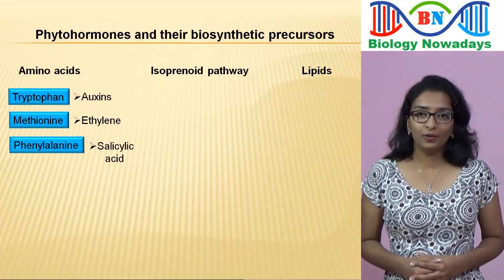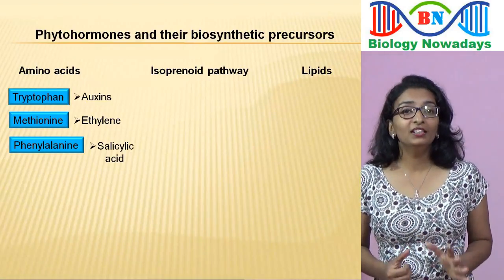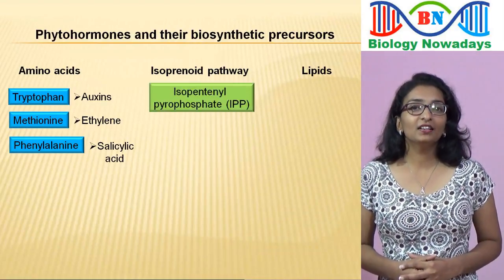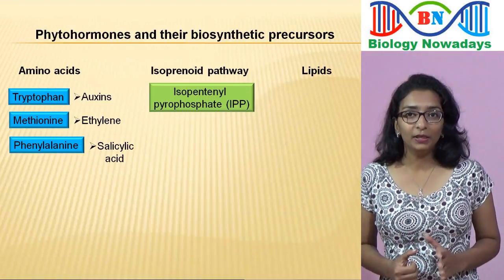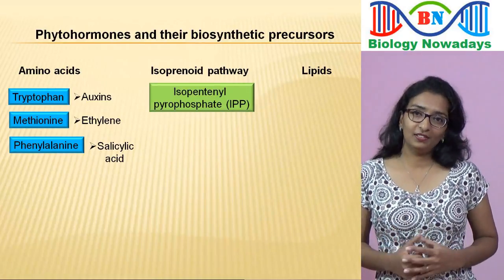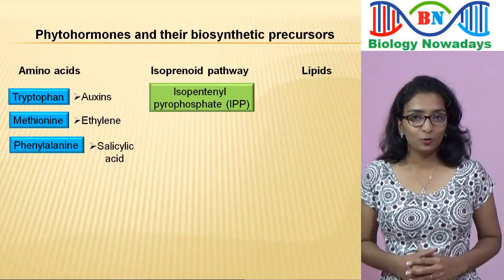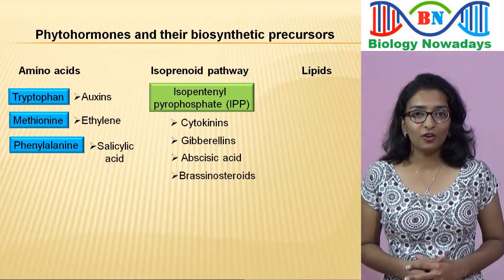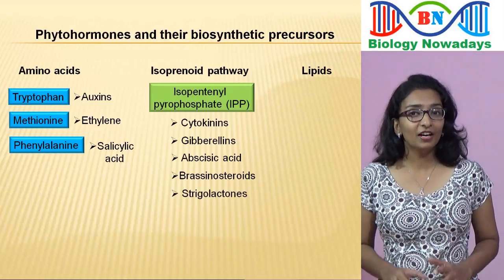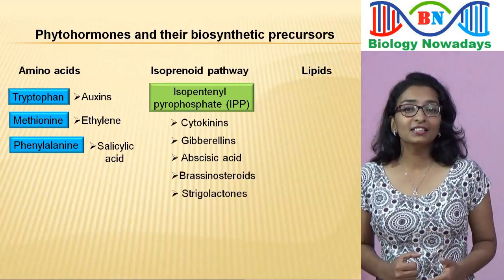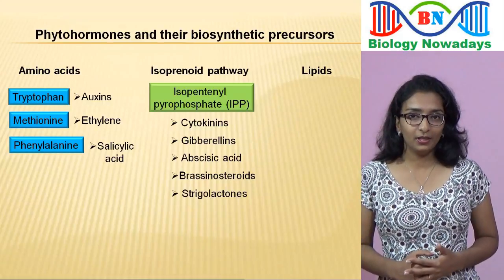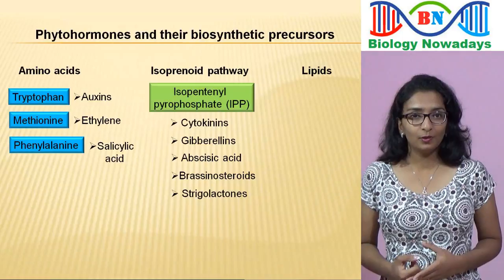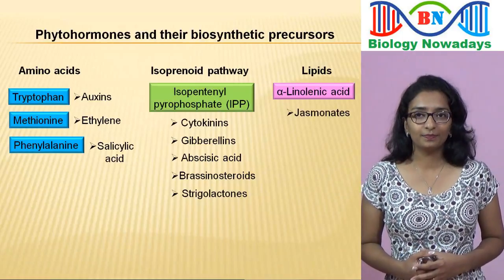The isoprenoid pathway gives rise to 5 different classes of plant hormones. Here, isopentenyl pyrophosphate or IPP serves as the main precursor. Cytokinins, Gibberellins, Abscisic acid, Brassinosteroids and Strigolactones are the 5 classes of phytohormones synthesized through isoprenoid pathway. Jasmonates are synthesized from a lipid precursor, which is alpha-linolenic acid.